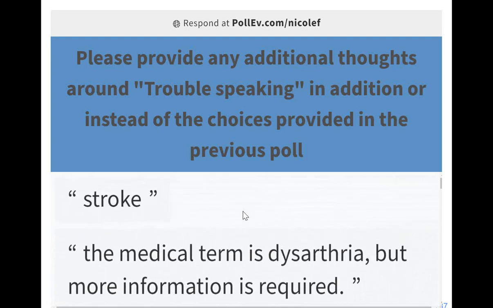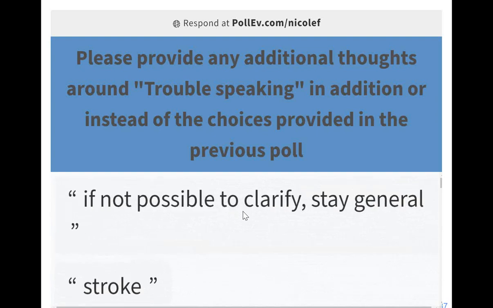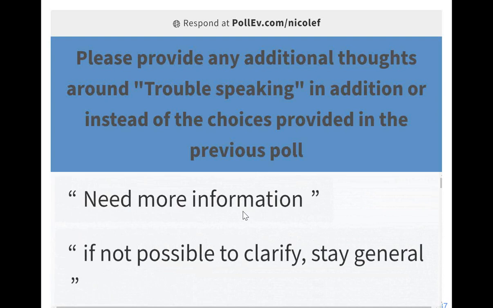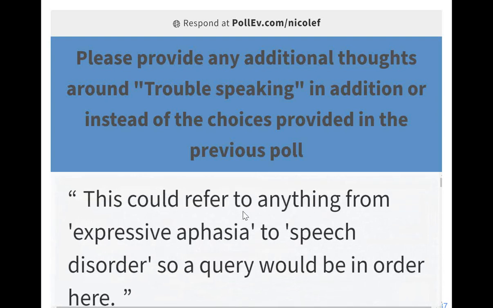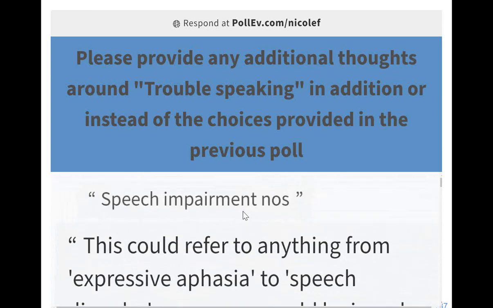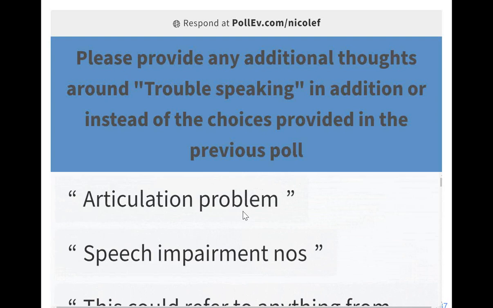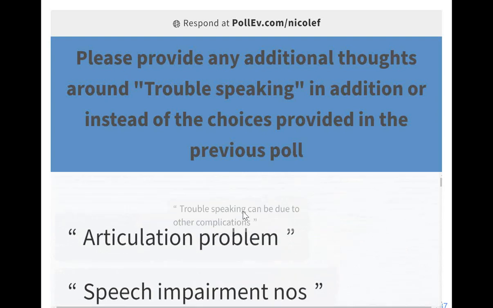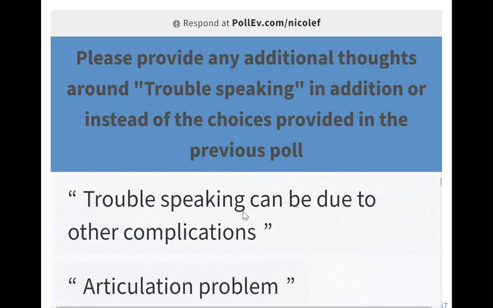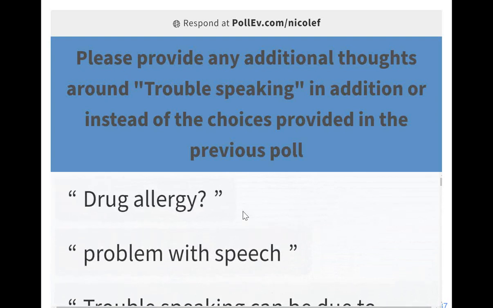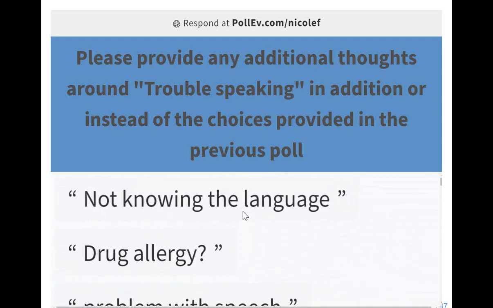We have a bunch of people online today. So stroke, okay, yeah. Dysarthria, not possible to clarify, stay general, okay, need more information. Can refer to anything, expressive aphasia, speech disorder, so query, speech impairment. Wow, we're getting lots and lots of articulation problem, trouble speaking due to other complications. This is so true, right? I mean, as we saw in the first poll, and now we're seeing with everyone on the line, oh, even a drug allergy. I didn't think of that one either. So all these different things.